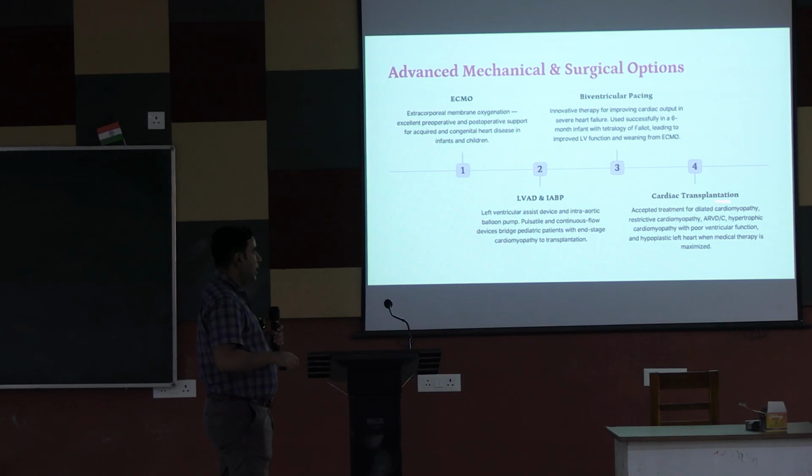Okay. And finally is cardiac transplantation. It is basically the treatment of choice in cases of dilated cardiomyopathy, restrictive cardiomyopathy, hypertrophic cardiomyopathy. Any type of cardiomyopathy mostly is irreversible until and unless treated with cardiac transplantation.